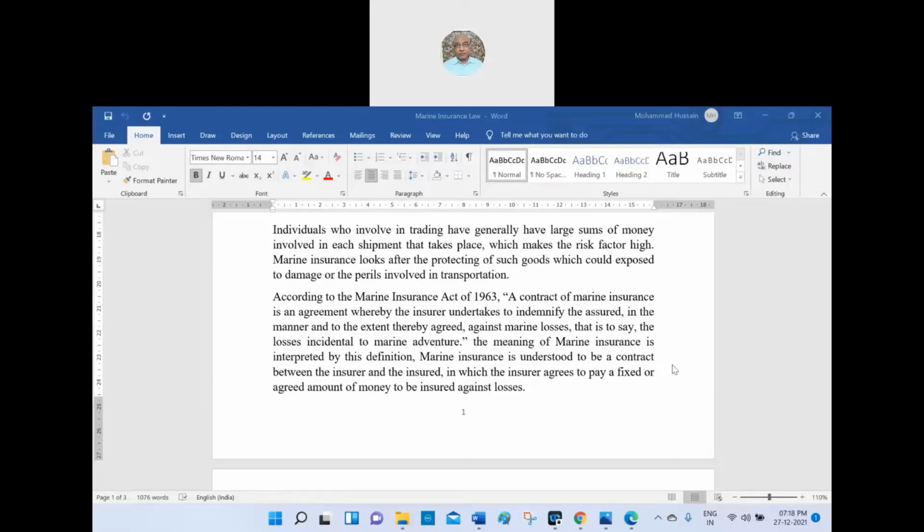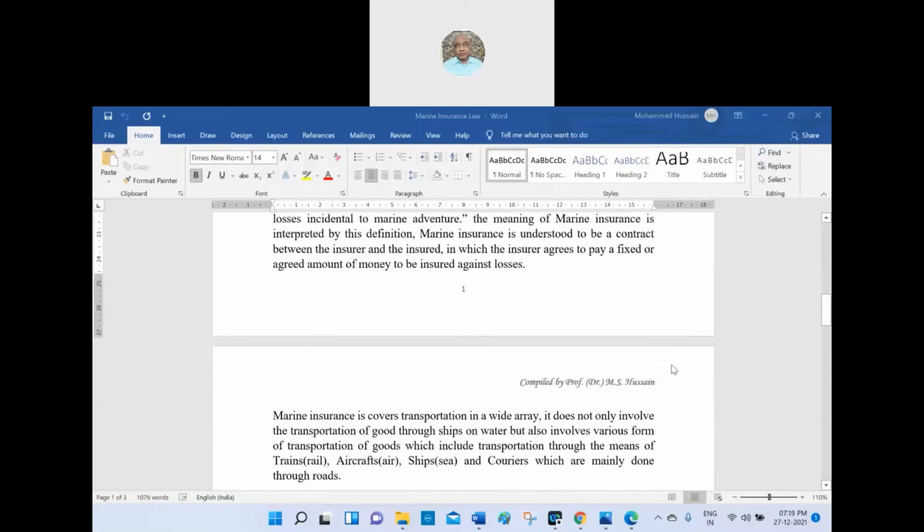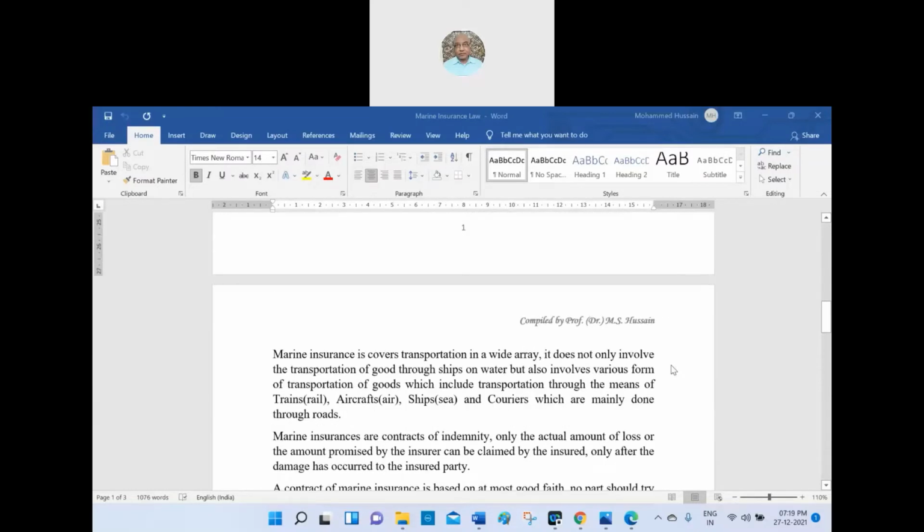So it is the insurer and the insured, they will agree for a certain amount because they will fix the amount for the goods. So with that amount, automatically the premium should be paid. See, the premium also, marine insurance is like a general insurance. Only once the premium should be paid.